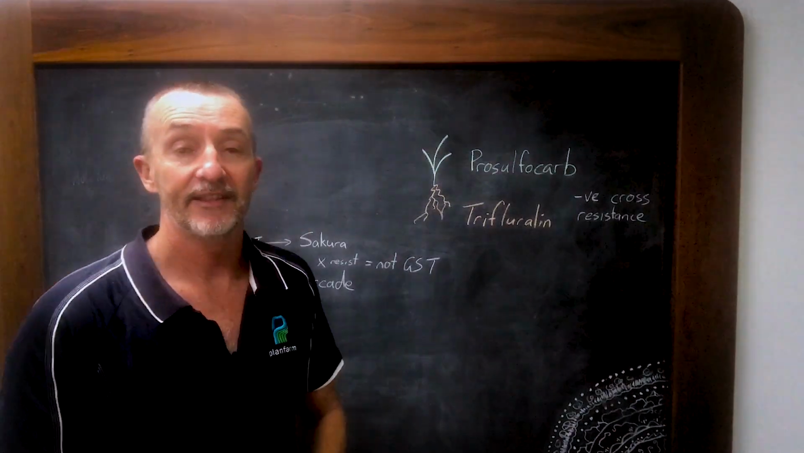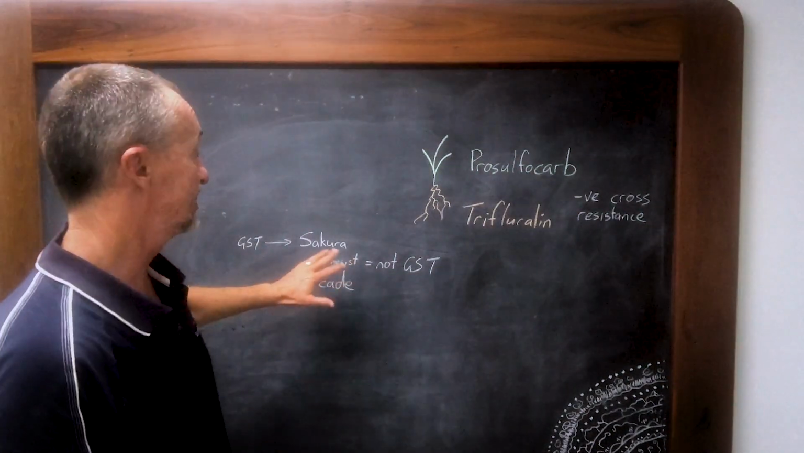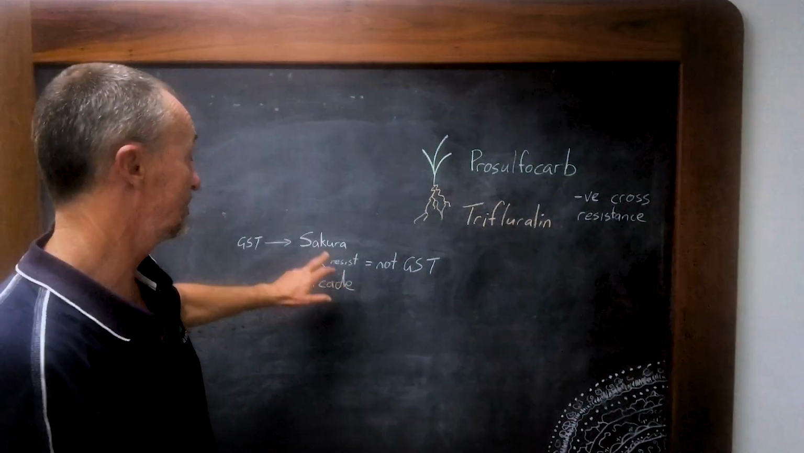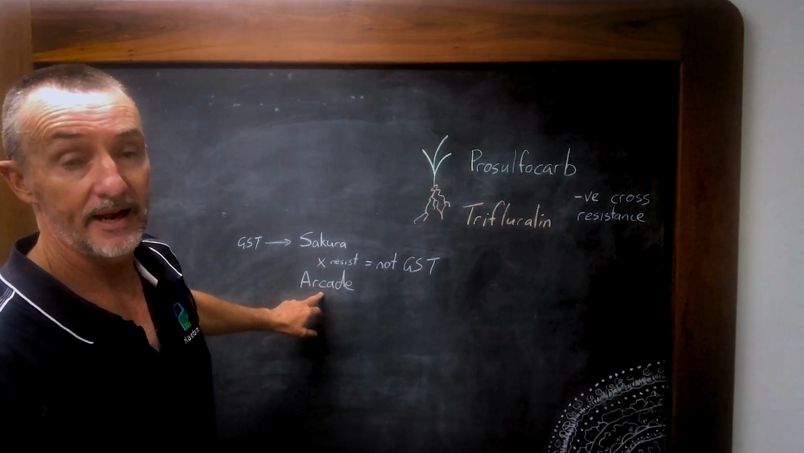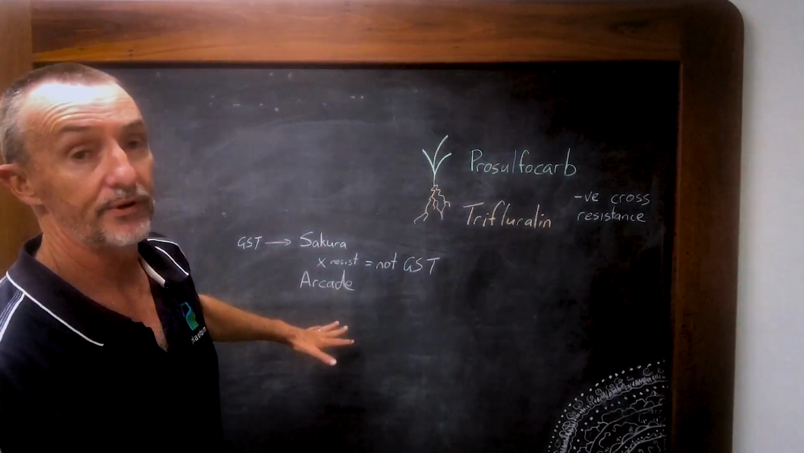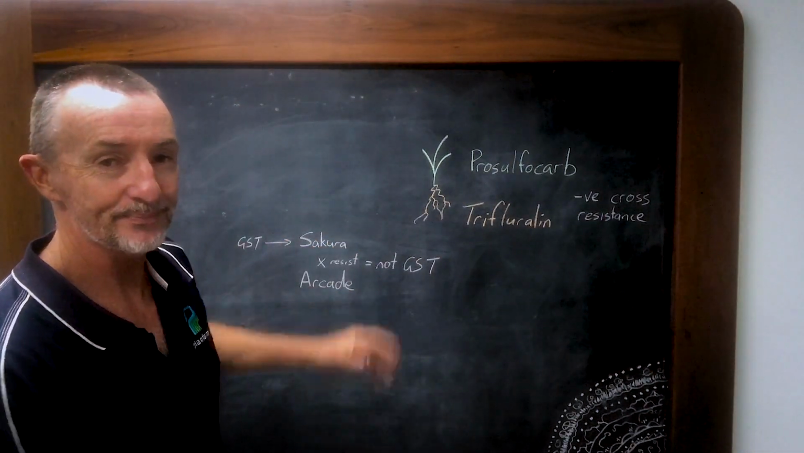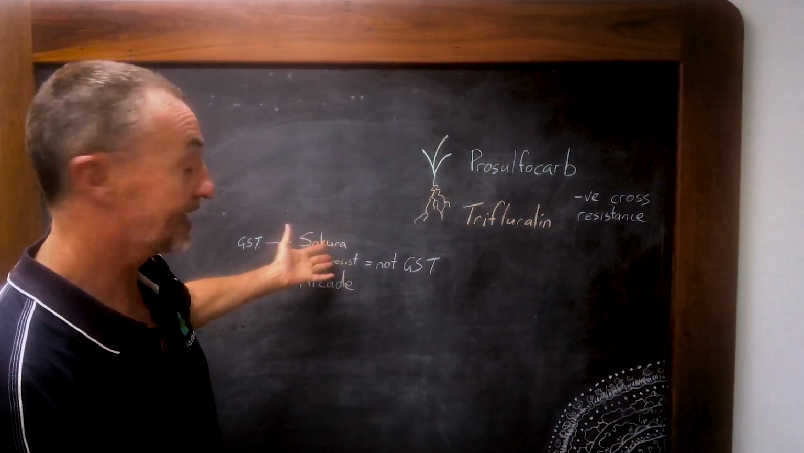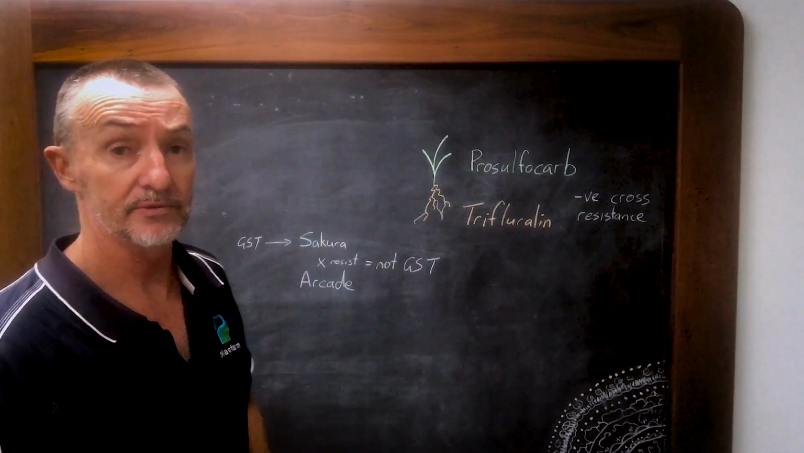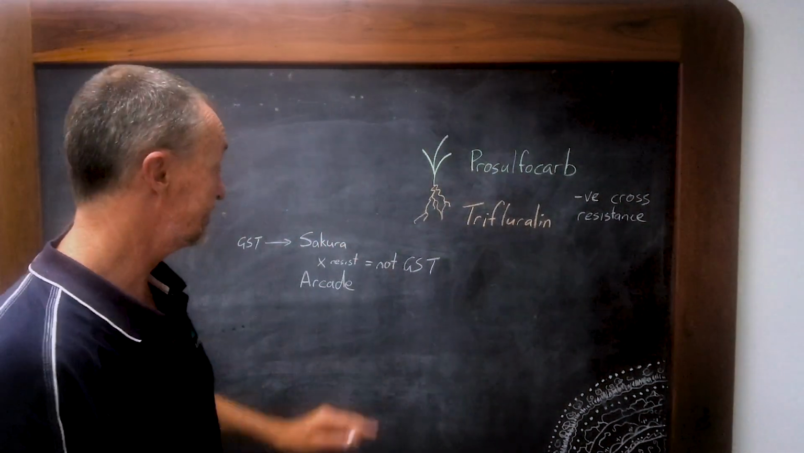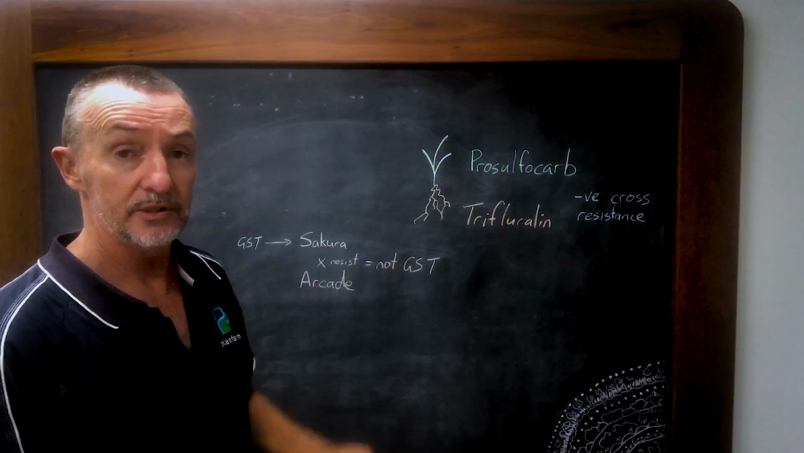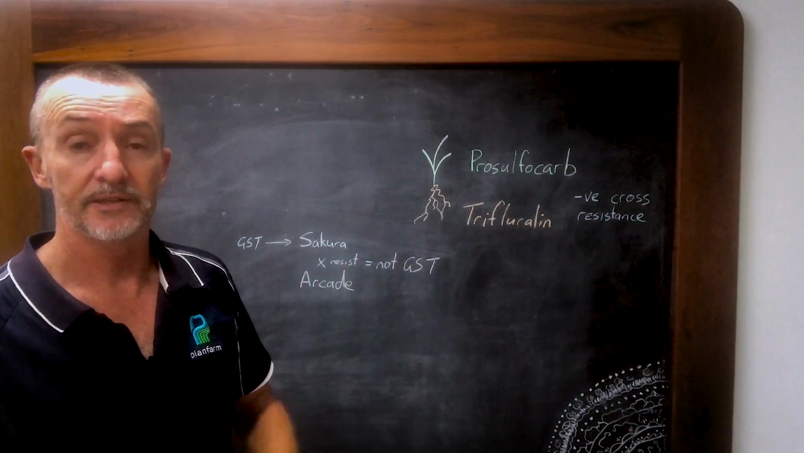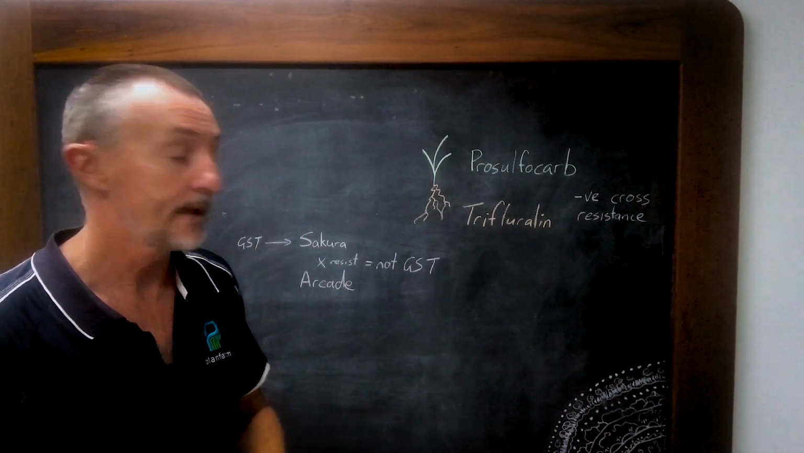Now the other thing that they took a look at in this research was this interaction, this cross resistance between Sakura and Arcade, so pyroxasulfone and prosulfocarb. So once again, old news that there is cross resistance between these two herbicides, but the researchers, Danica and Roberto Busi and others, had a look at what's happening here.